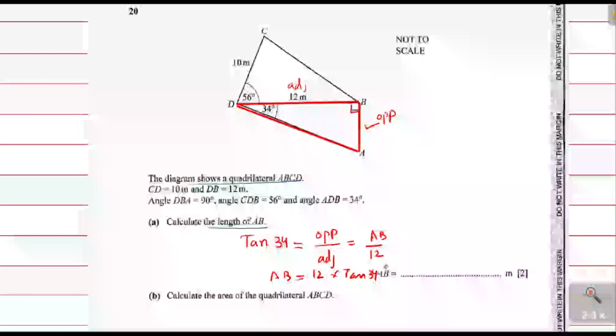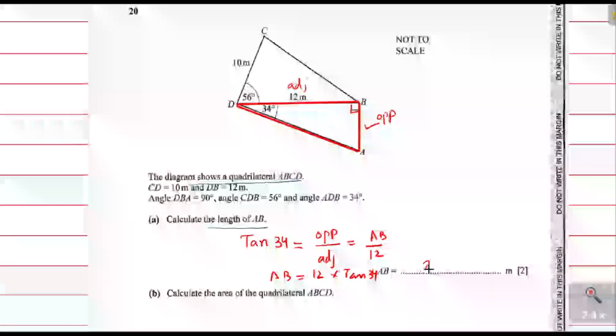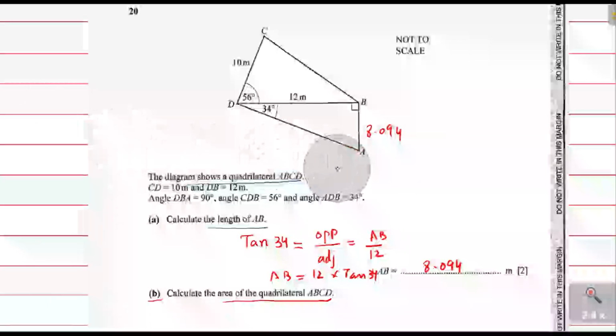And we can calculate this 12 into tan 34, 8.094. We can write here 8.094. And next is part B, calculate area of this quadrilateral ABCD. To calculate the area of quadrilateral ABCD, firstly we will calculate the area of triangle ABD, and then we will calculate the area of triangle BCD. Look here, the area of triangle ABD, we will use formula 1 over 2 base into height.